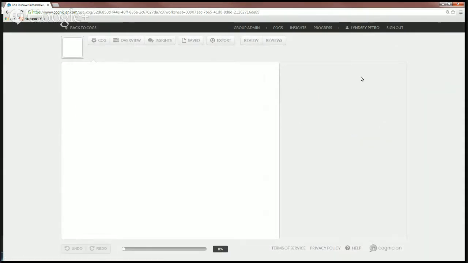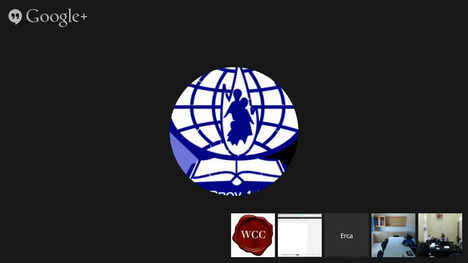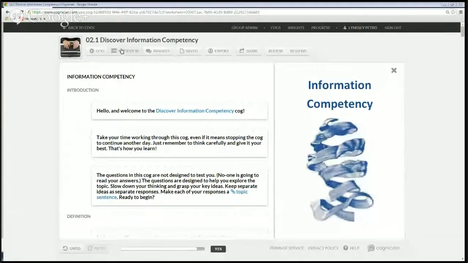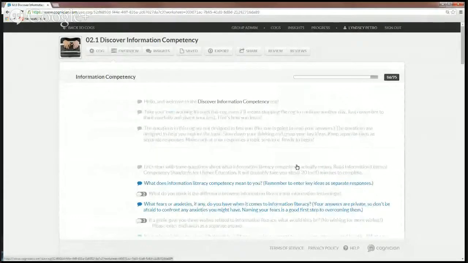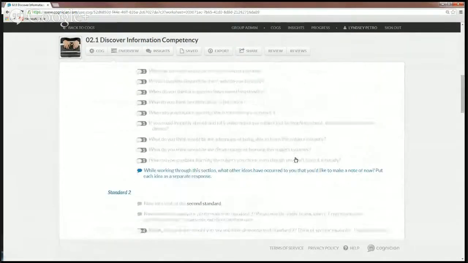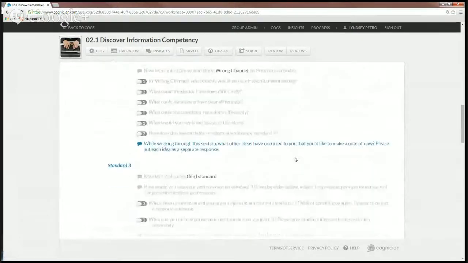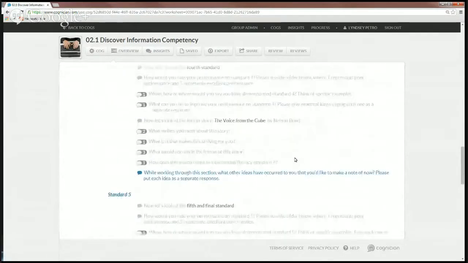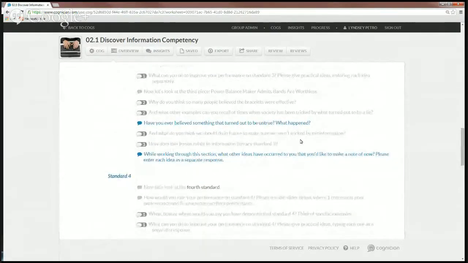What you can do is go to the overview button, and this gives you an overview of the entire cog. So you can copy and paste this, and you can see kind of what the entire thing was about, and you can export that and have it as a document. I thought that was quite useful.